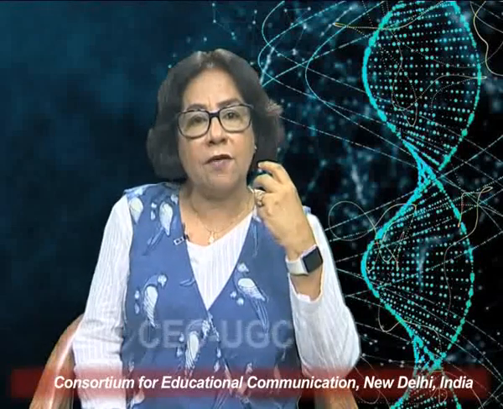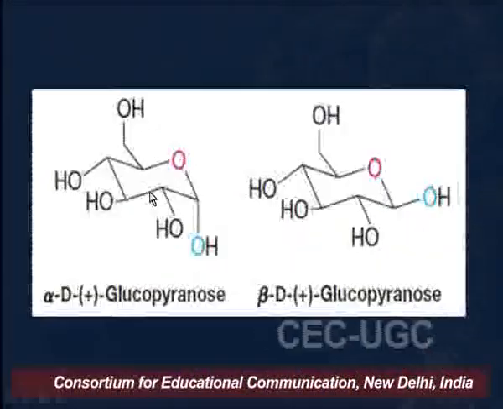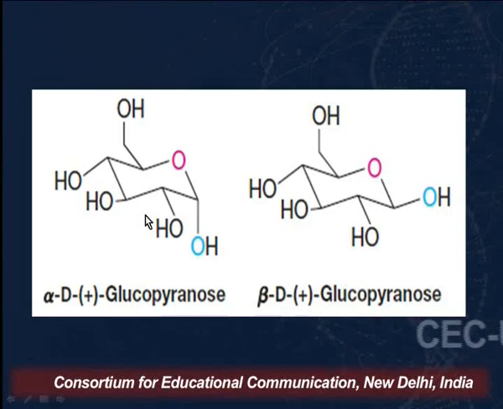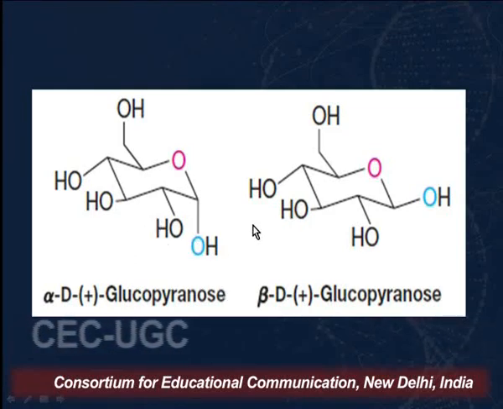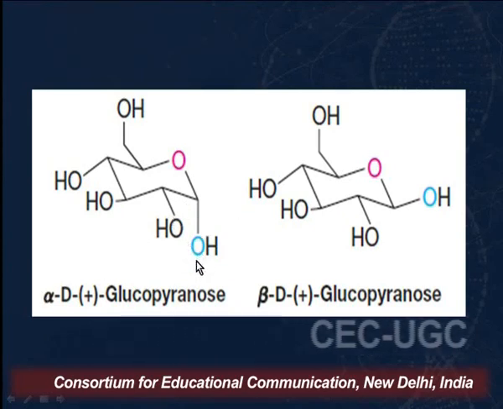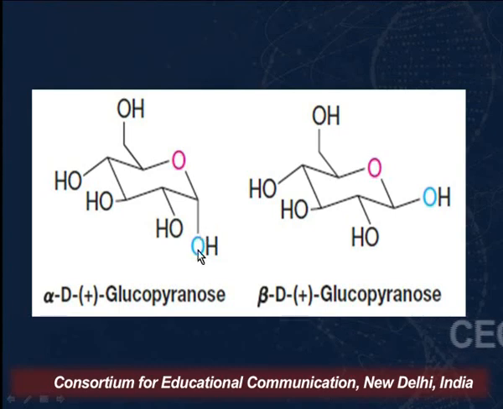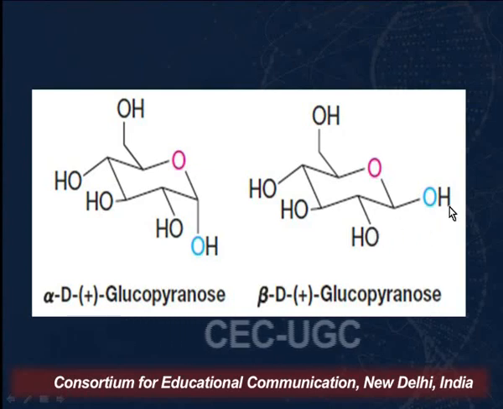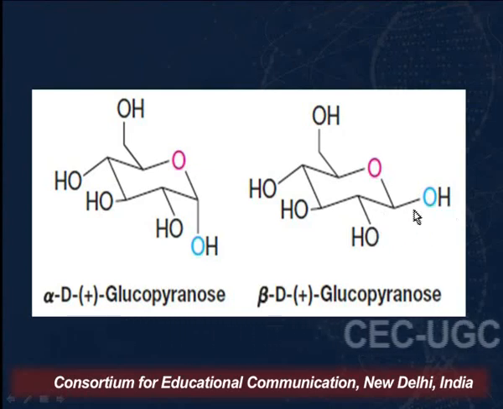So here we have a structure for glucopyranose, that is alpha D glucopyranose, and here we have a structure for beta D glucopyranose. I would like to specify 2 things here. Alpha means that the OH at the anomeric carbon is at the axial position, and in the beta form it is at the equatorial position.